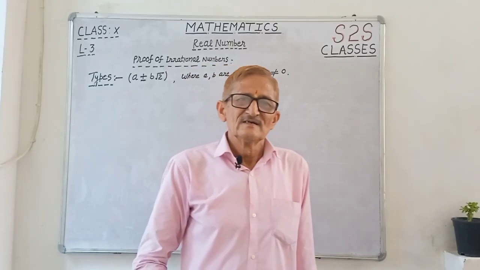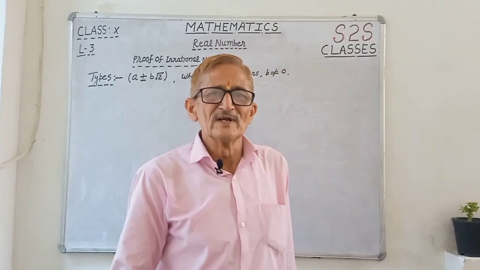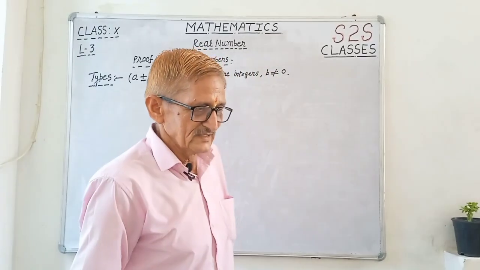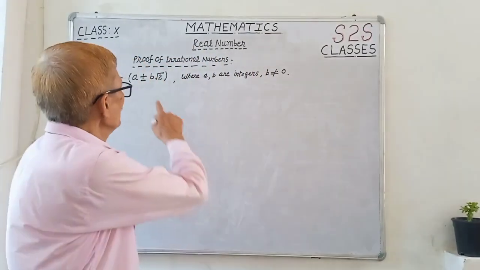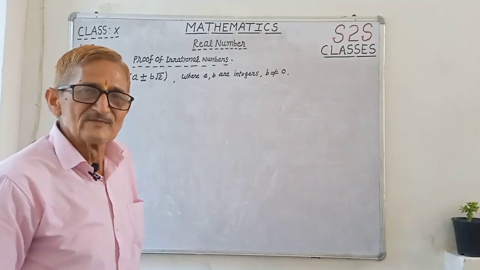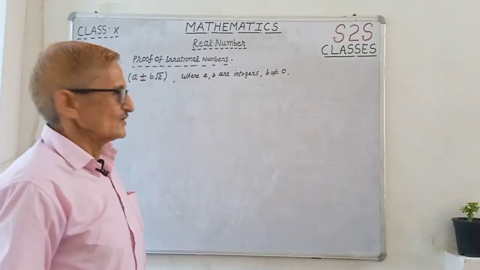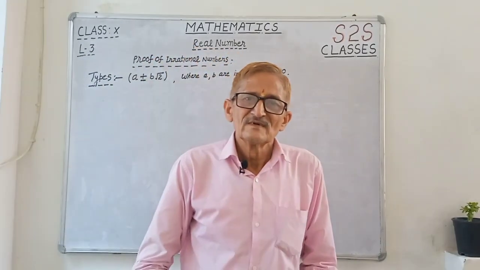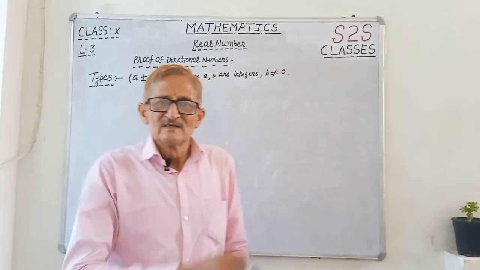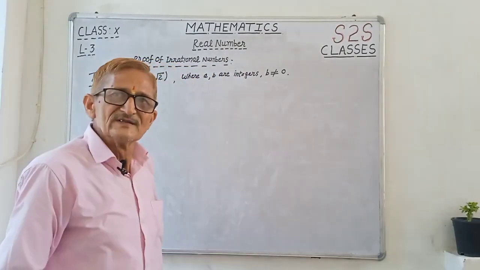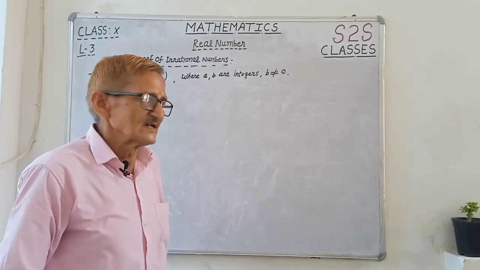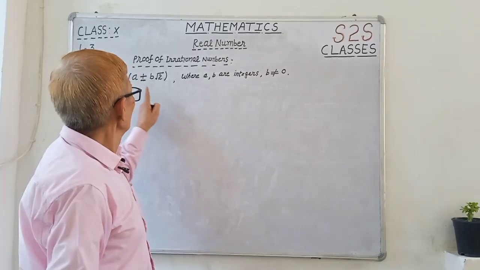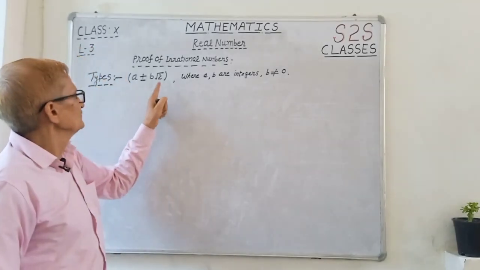Today we are uploading the 10th class lecture 3, and Chapter 1, Real Numbers, will be completed today. Now let us continue the proof of irrational numbers. Simple irrational numbers √2, √3, √5 proof we have done in the second video. Now today this is the third lesson. In the third lesson we have to do a special type of irrational number, a plus minus b √2.